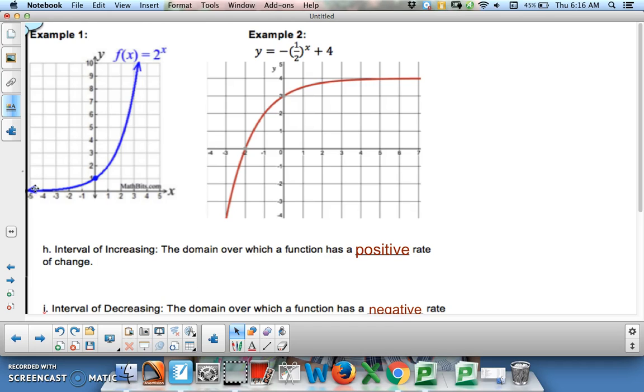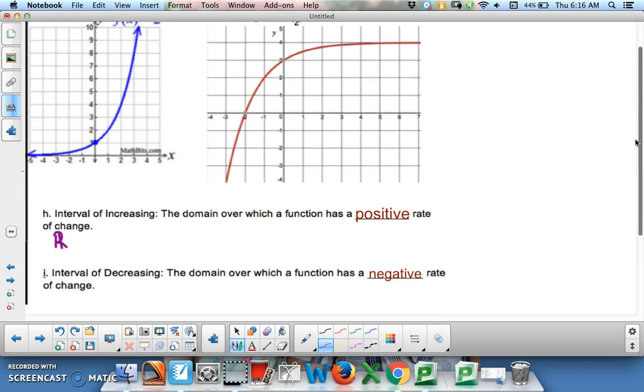So when I look at this one, I am increasing across this entire domain. I start at the left and follow that line and it climbs and climbs and climbs, which means it's increasing the entire time. So I would say it's increasing for all real numbers or over its entire domain or anything like that. For decreasing, well, if this thing is increasing the entire time, then it's never decreasing.